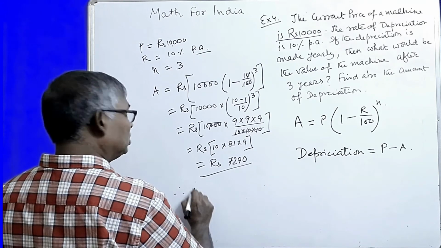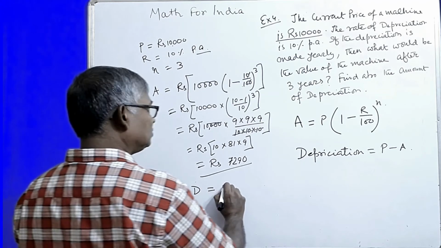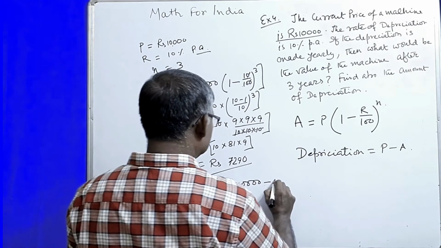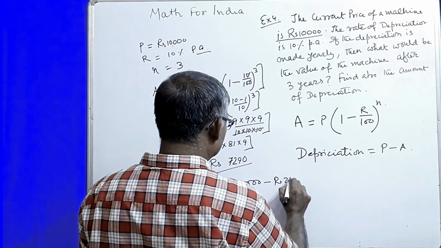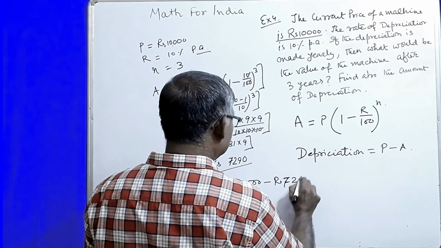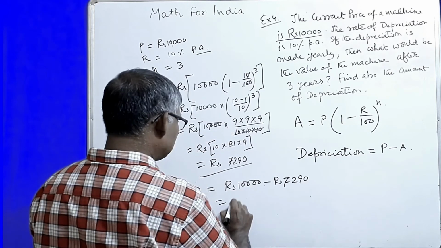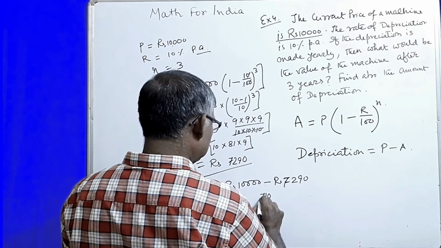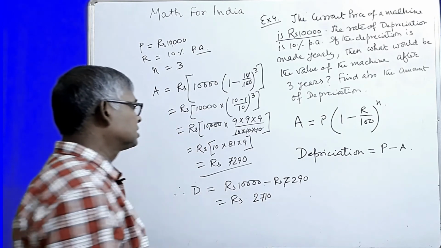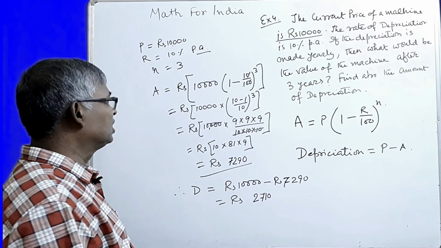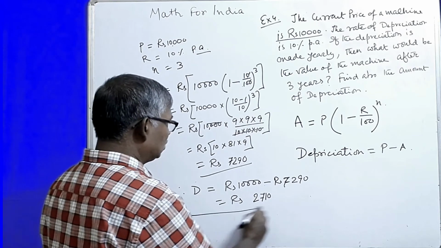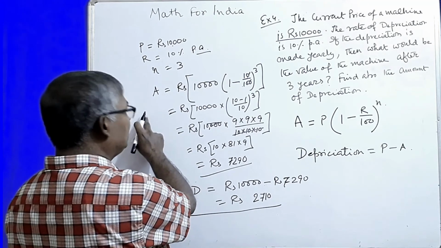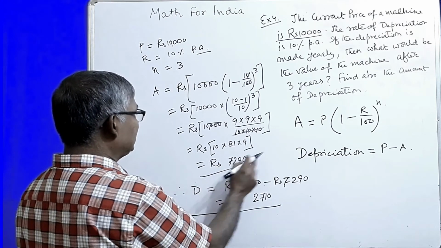Therefore, depreciation will be P, that is 10,000 minus rupees 7,290, that is rupees 2,710 only. So amount of depreciation will be 2,710 and the value of the machine will be rupees 7,290.